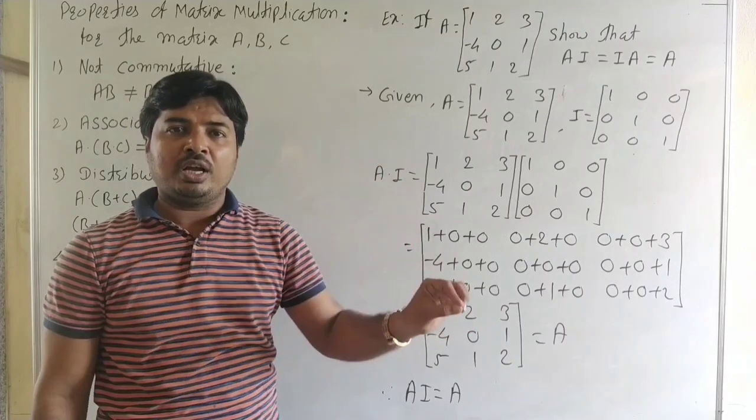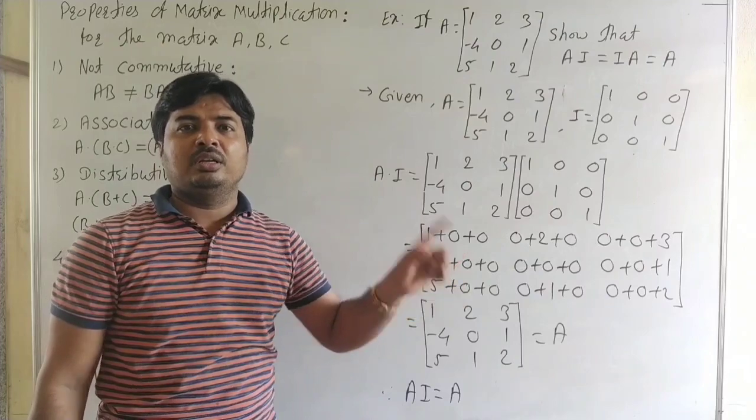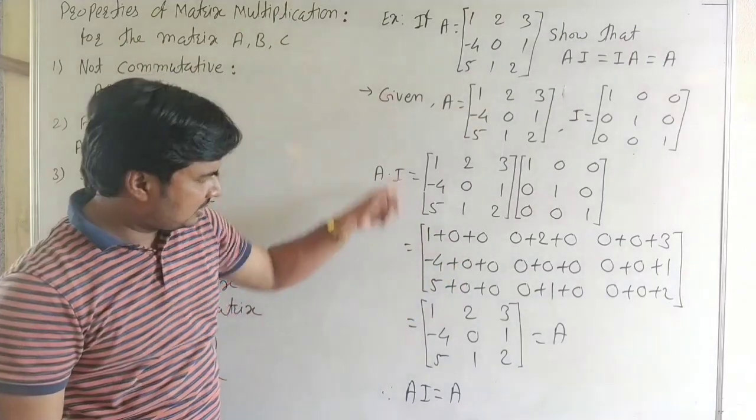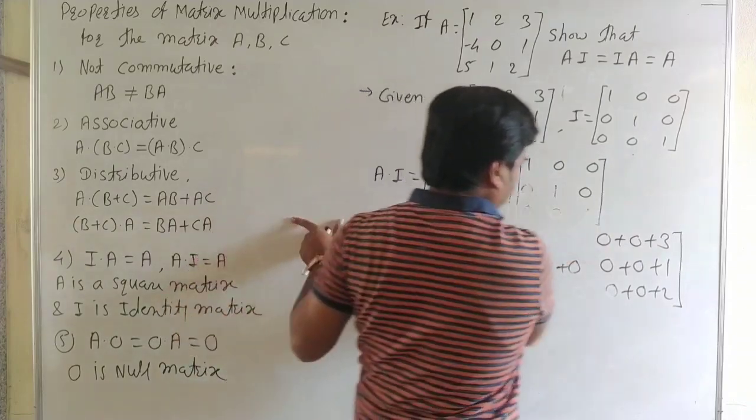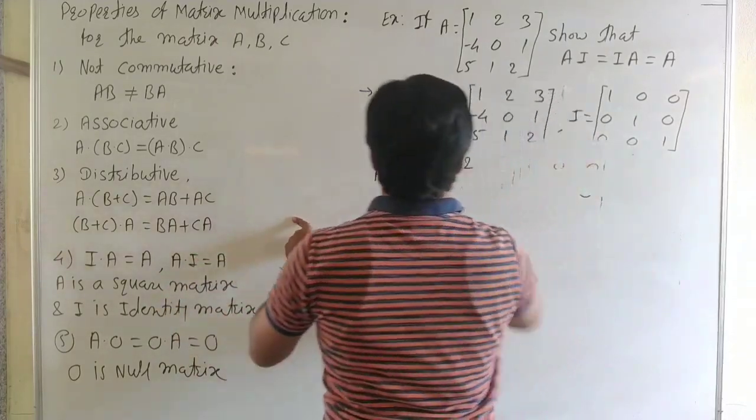B into I is B, C into I is C. It is a matrix. See carefully this. Now we see one more result or property here.